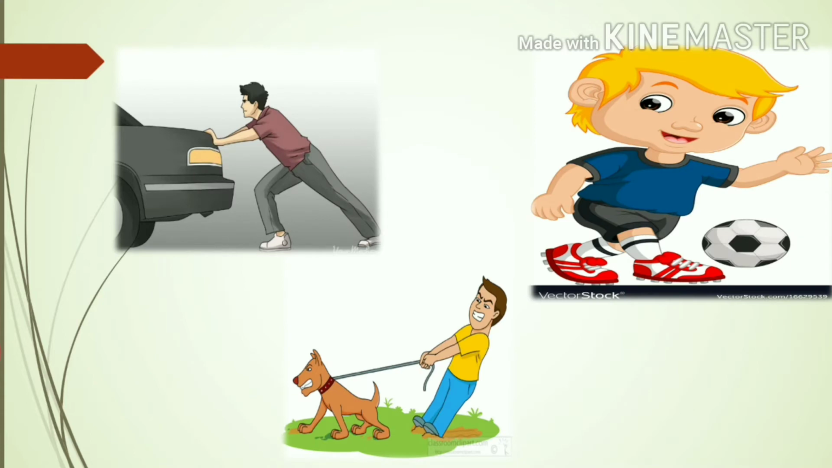In these pictures, you will see that by applying force, we can move different objects. In the first picture, the man is pushing the car from behind, because of which the car moves forward. In the second picture, the boy is pulling the dog, and in the third picture, the boy is kicking the ball. He is applying force because of which the ball moves.